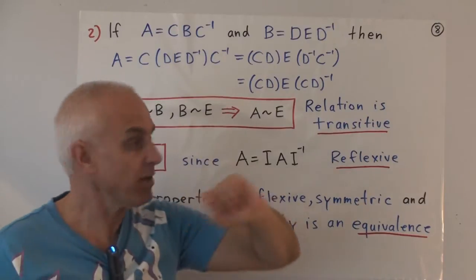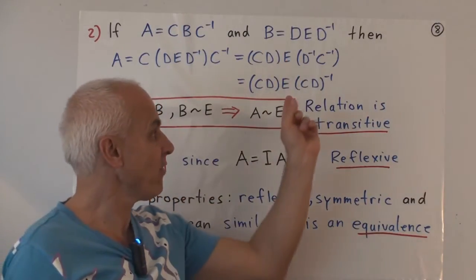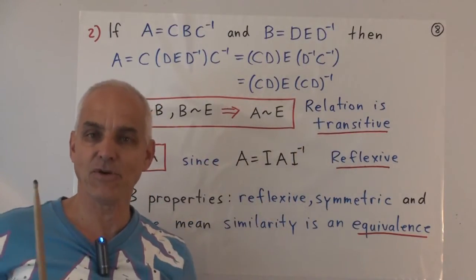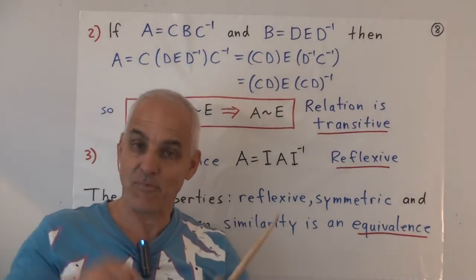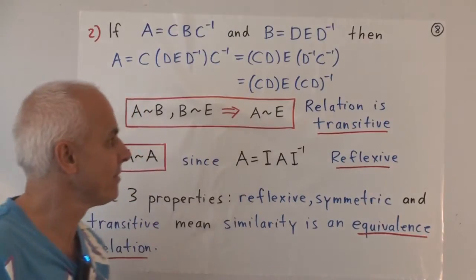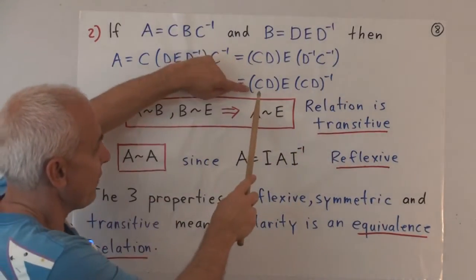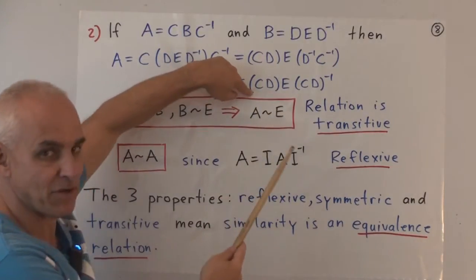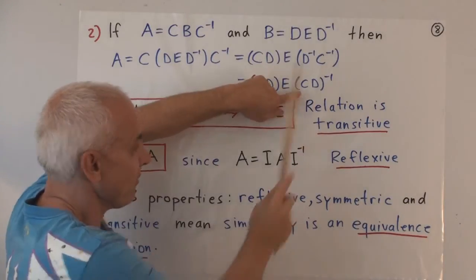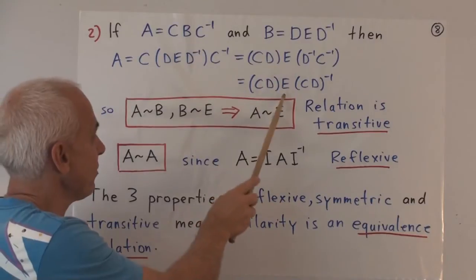And now we have to remember that D inverse, C inverse, that's the inverse of CD. There's a theorem we proved, that the inverse of a product is a product of the inverses, but in the opposite order. So once we've rewritten this in this fashion, we see that it's of the form some matrix, the matrix being CD, times E times that matrix's inverse. So the conclusion is that A is similar to E.